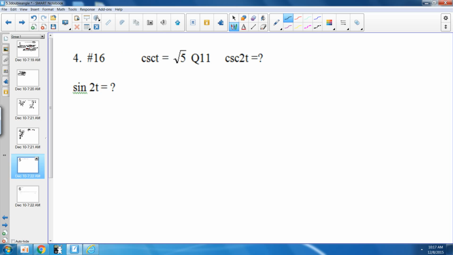All right, let's go to this one. Something a little bit more interesting. We know that if we want to find the sine of 2t, I would expand it, draw it. But let's say instead of this, we want to find out what is the cotangent of 2t. So the whole goal here is if you know the cosecant of t equals radical 5, we're in the second quadrant, and I want to find what is the cotangent of 2t.